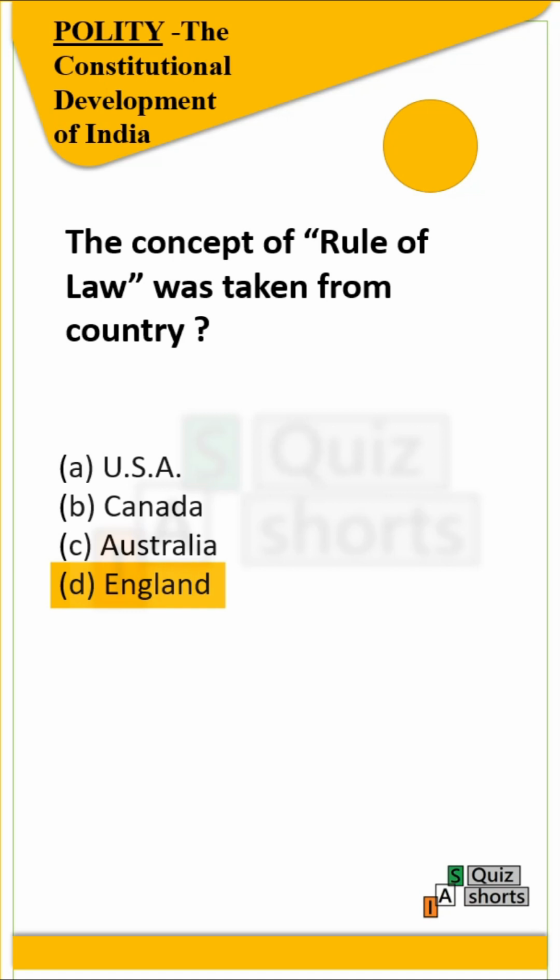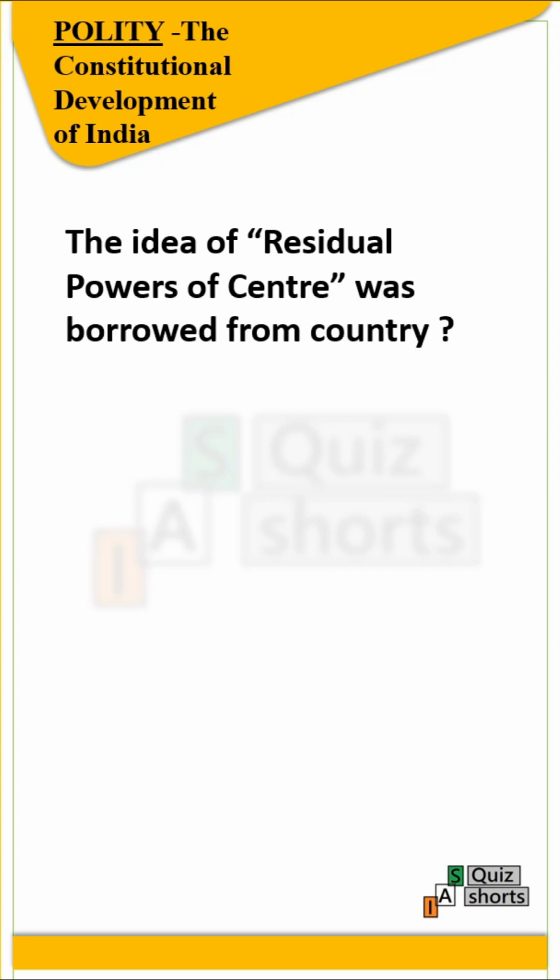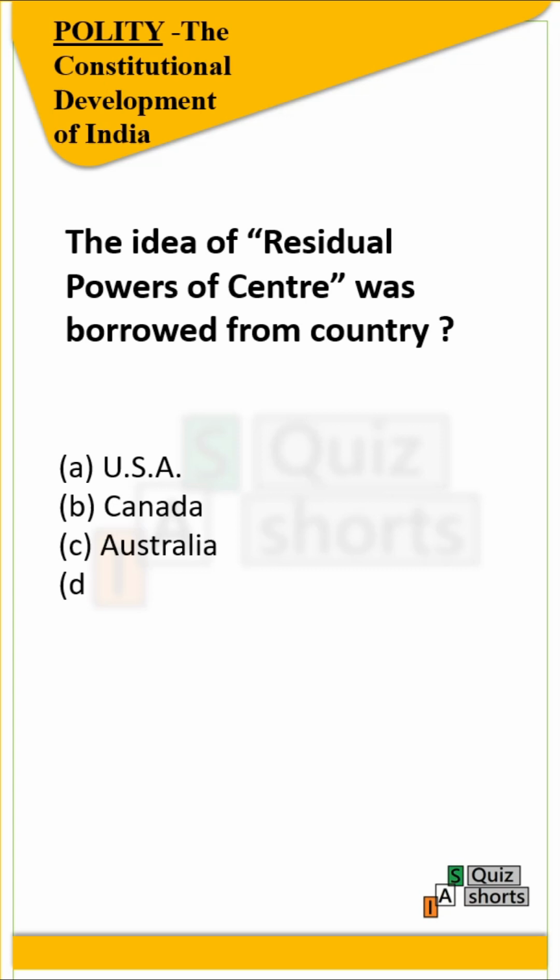Answer is option D, England. The idea of residual powers of center was borrowed from which country? Option A, USA. Option B, Canada. Option C, Australia. Option D, Russia. Answer is option C, Australia.